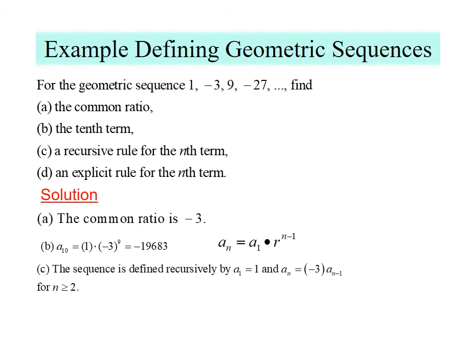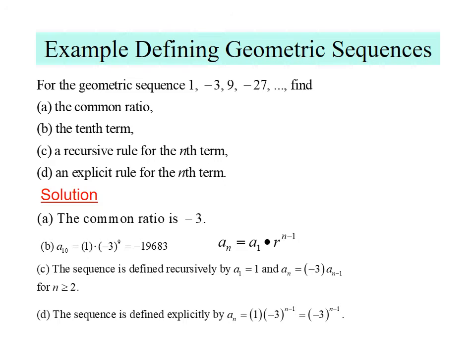In part C, you are asked to find a recursive rule for the nth term, or a formula. Here we have to set a1 to be 1, and an is equal to a(n-1) times the common ratio r. Since the common ratio is -3, an is equal to -3 times a(n-1) for all n greater than or equal to 2.